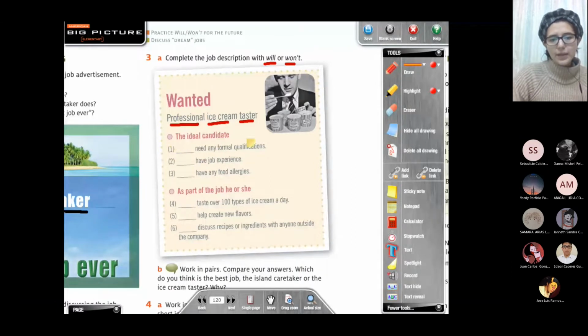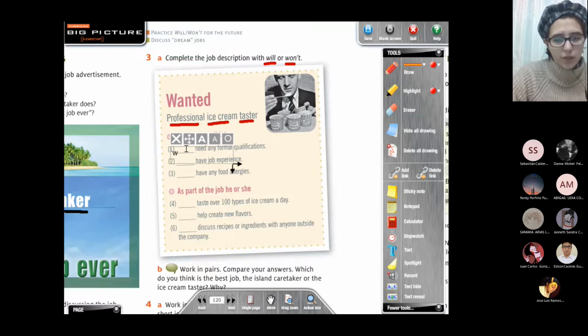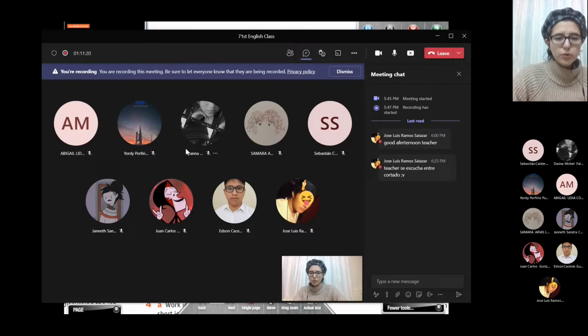So the ideal candidate, Abigail, number 1, do you think that the professional ice cream taster will need any formal qualifications or won't need any formal qualifications? Positive or negative? Won't? Perfect. Yes. So remember, whenever you have any, you know that the verb is negative, right? Won't need any formal qualifications. Okay. What about number 2, Jordi?